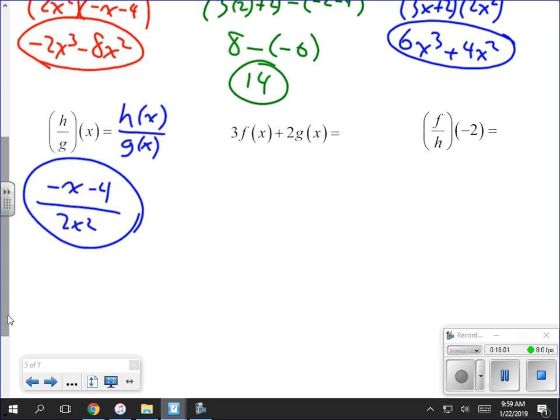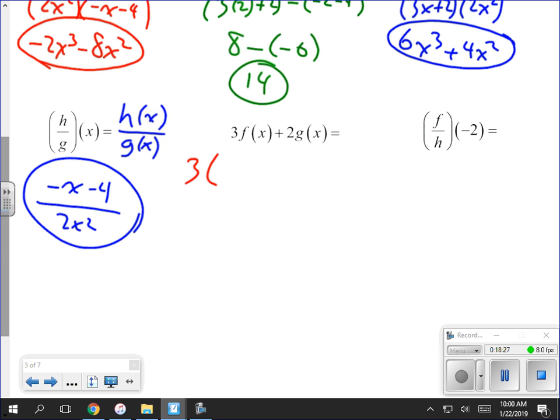Now here's the one that screws everybody up. It's really not nearly as complicated as it looks. 3f of x means 3 times whatever f of x is. 2g of x is 2 times whatever g of x is. That's all that means. If I have something out front, it's 3 times that function.